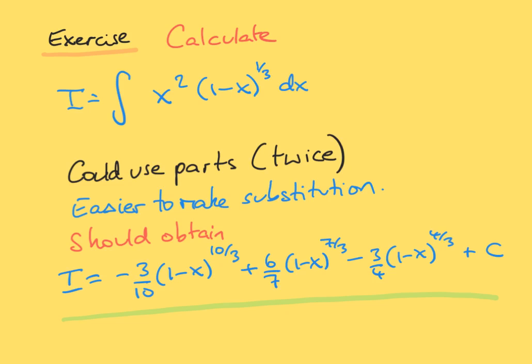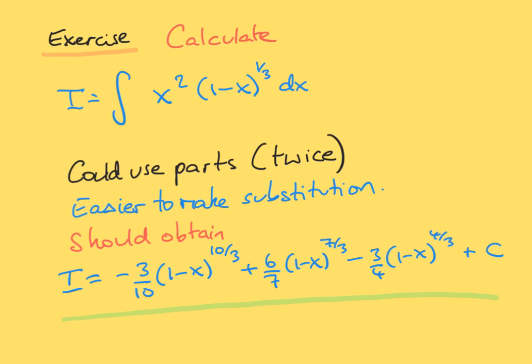So if you'd like to have another exercise like this, you can try to calculate this integral using the methods discussed here. You could use integration by parts, but because this is x squared, you're going to need to use integration by parts twice. I think it's easier to make a substitution, and this is the result you should eventually obtain. And if you wish, you can just pause now, otherwise I'm going to give you a hint about how you would obtain this answer using the substitution method.